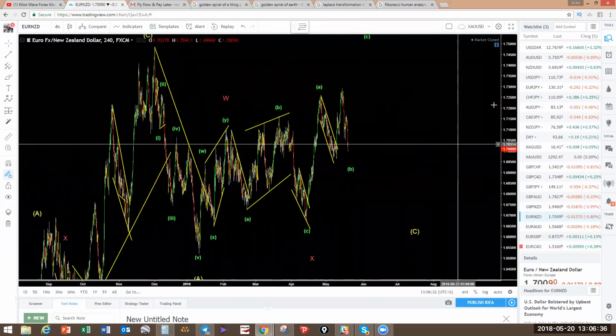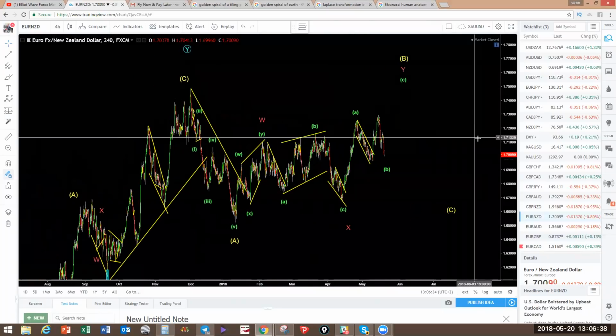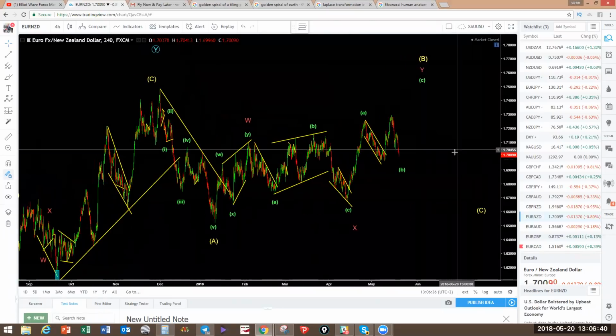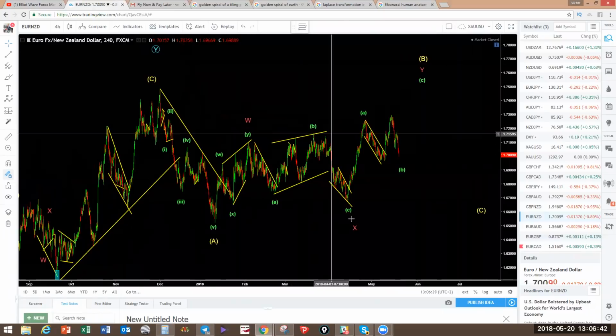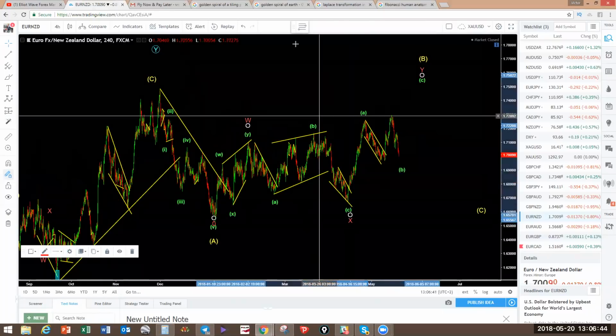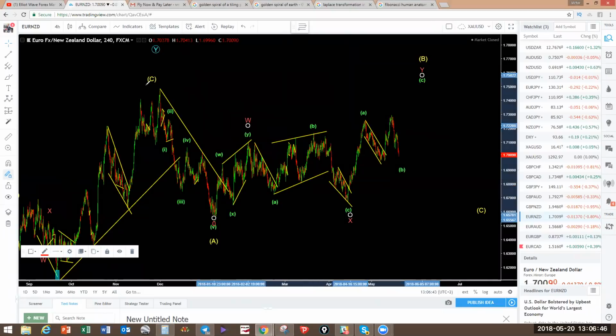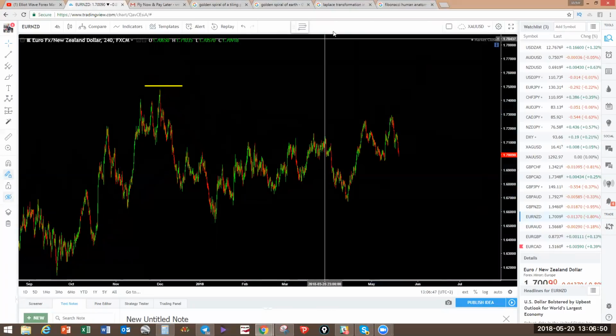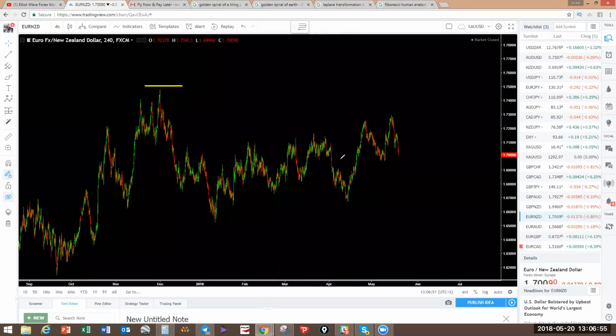So Euro New Zealand is quite interesting, interesting in that it's got a number of ways that it can play out. Okay, so we've got here the swing high located there. Let me switch off here. All those labelings that I have are just labeling the structures that I'm showing you here.